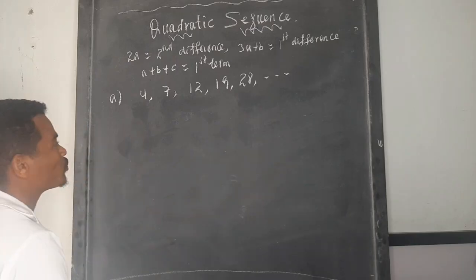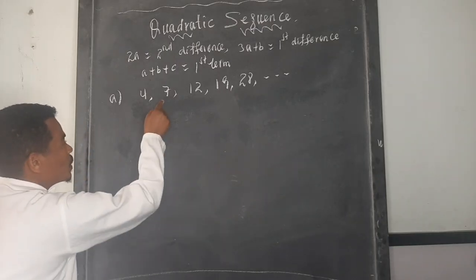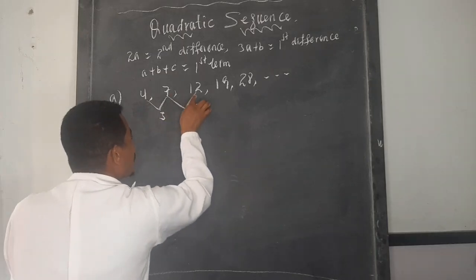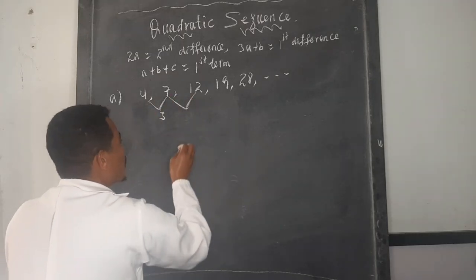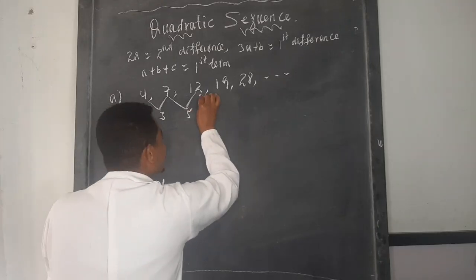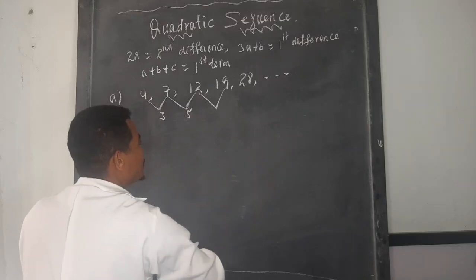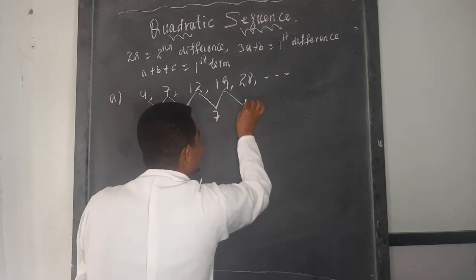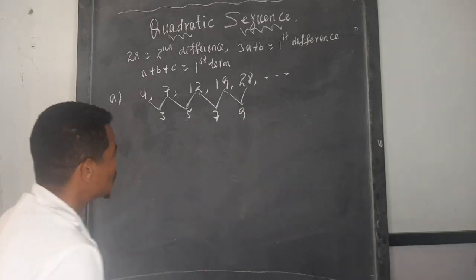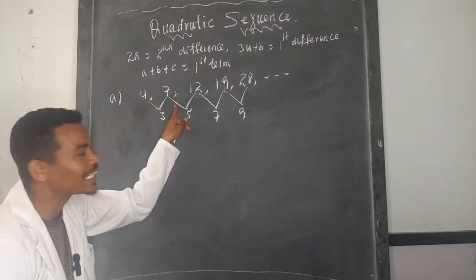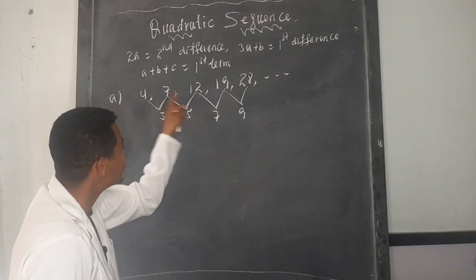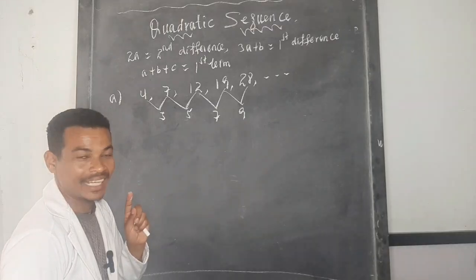So the first step is we have to find the common difference, right? So 7 minus 4 is 3. 12 minus 7 is 5, right? 19 minus 12 is 7. 28 minus 19 is 9. So this sequence is not a linear sequence because we haven't got a constant common difference. If it is a linear sequence, the difference between each consecutive term must be constant.